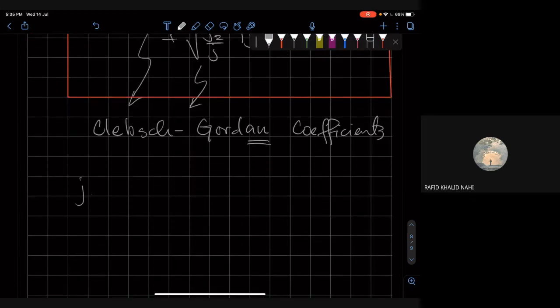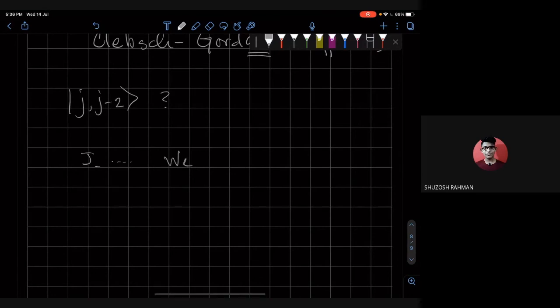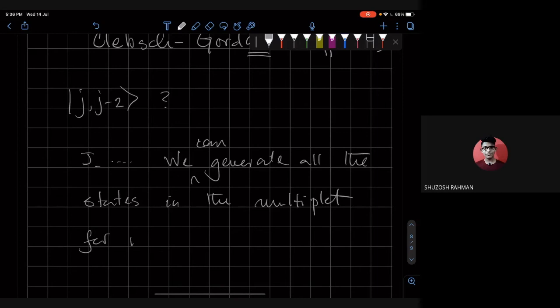Now, how do I find j minus 2? We apply the lowering operator again. Right, we do it again. I'm not going to bore you with that because pretty soon we'll do some examples and you'll see. But right now, I want to move on to another multiplet. By applying J minus enough times, we can generate all the states in the multiplet for which J is given by J1 plus J2. So that is going to be a vector space.